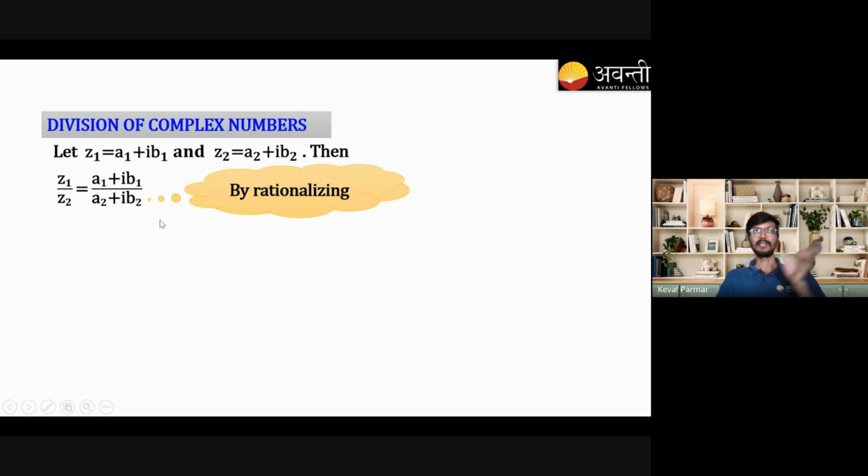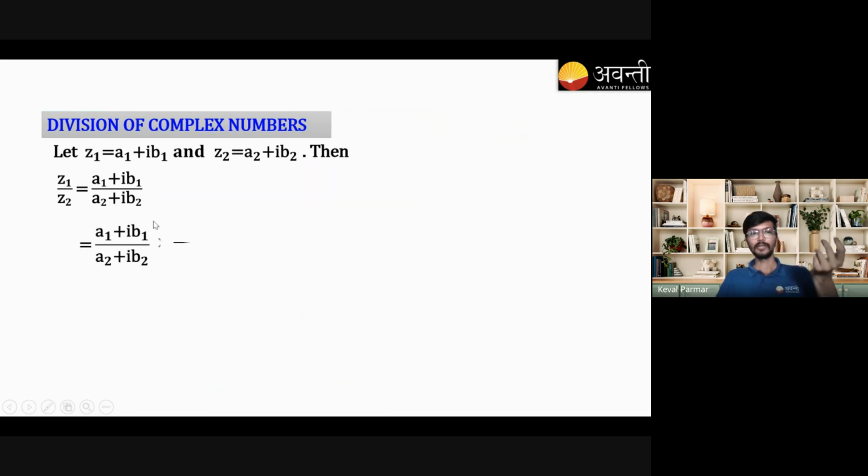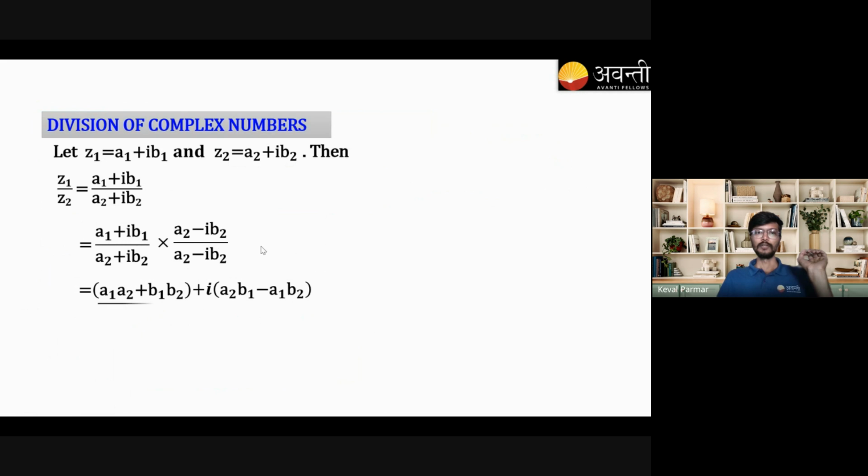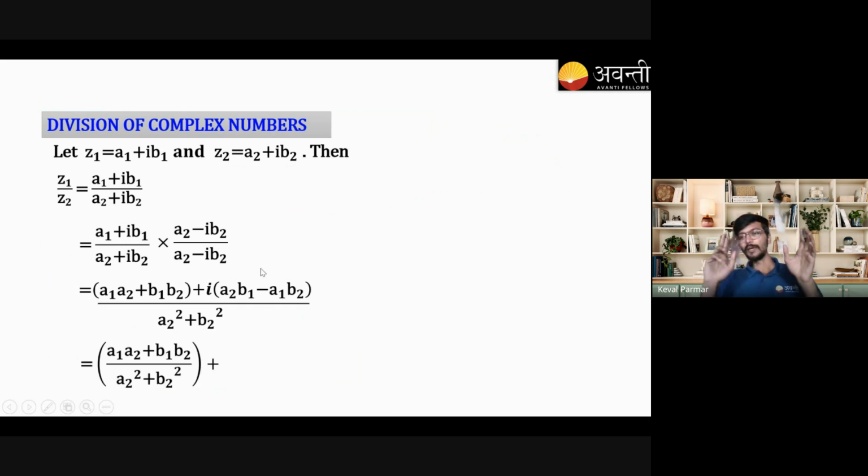We rationalize. Rationalize means multiply and divide by the conjugate. Once we multiply and divide by the conjugate, in the denominator we'll see a plus ib into a minus ib, which is a square plus b square, a normal algebraic identity. In the numerator we can multiply normally as we did in multiplication of complex numbers, and in the denominator we get a square plus b square. Why? Because i square is minus 1.